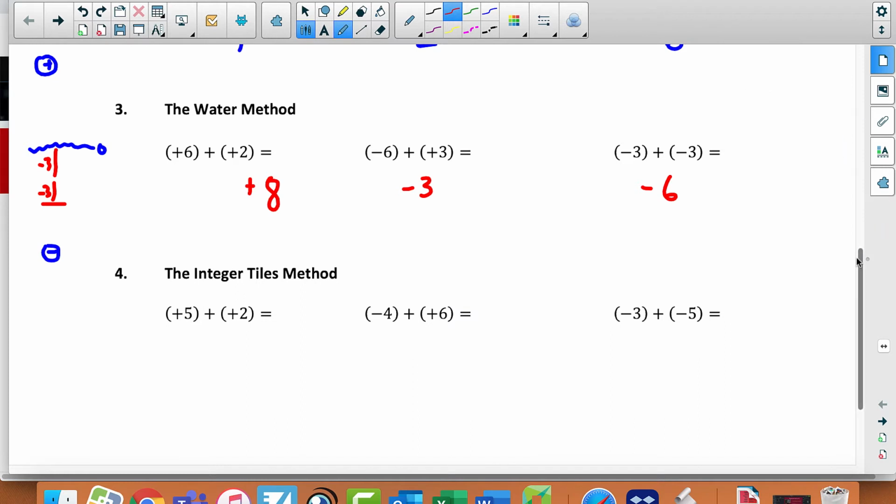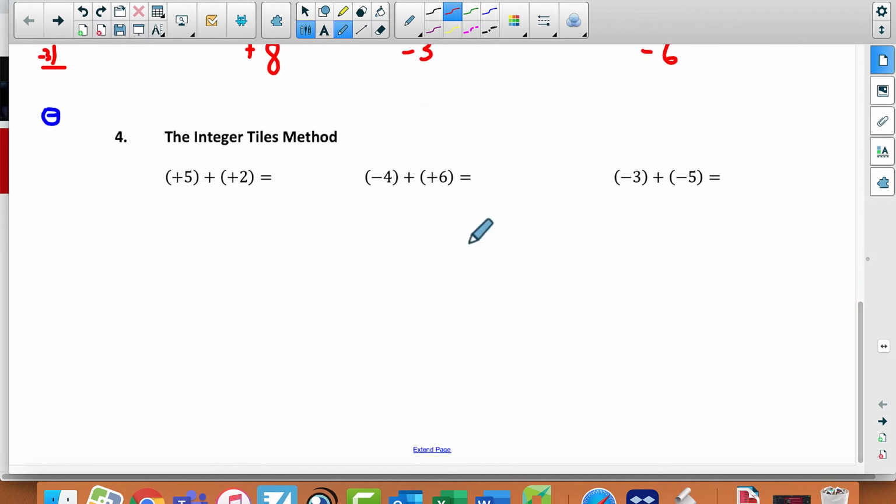Alright, here's another one I really like. I think this is a good one, the integer tiles method. So the way this one works is you can represent numbers with little tiles, like little plastic pieces we would probably use in class. Or you can just draw them on here.